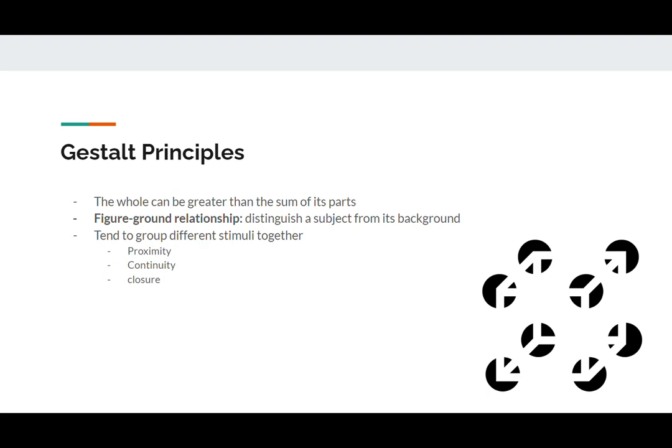Now we have our Gestalt Principles. How does psychology study our interpretation of sensory information? In the 1900s, a group of psychologists noticed that we tend to organize our clusters of sensations into a gestalt, or a whole form. These Gestalt psychologists have identified a number of principles that explain how we do this.